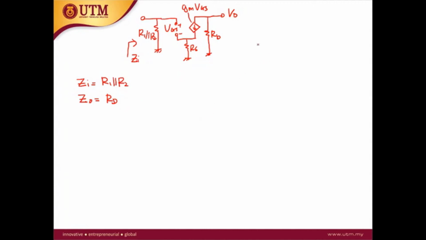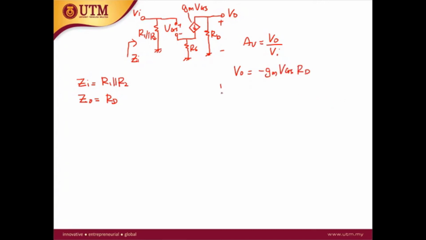Okay, how about the AV? AV is Vout over Vin. Vout is the voltage across the RD, so this is minus gm VGS RD. So this is Vout.